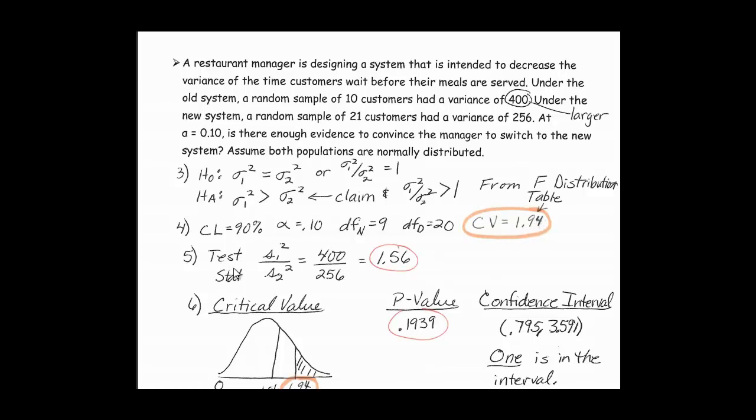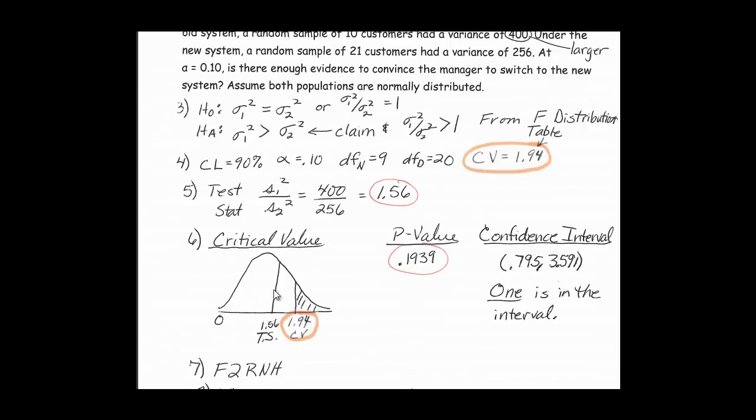Okay, doing our test statistic, again, we set the larger variance over the smaller variance. So that was 400 over 256. We come up with a test statistic of 1.56, which is not as great as this critical value that we found on our F distribution. When we draw our distribution, that is not a very good distribution if it's an F distribution, but we can see that our test statistic is closer to 1 than the critical value.